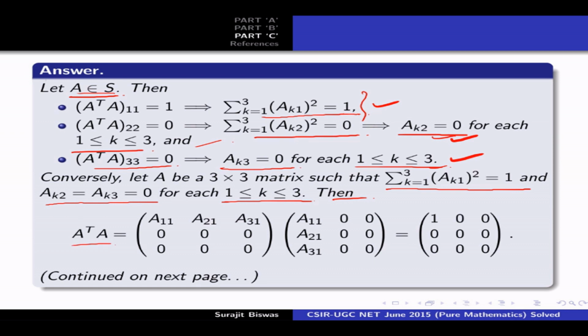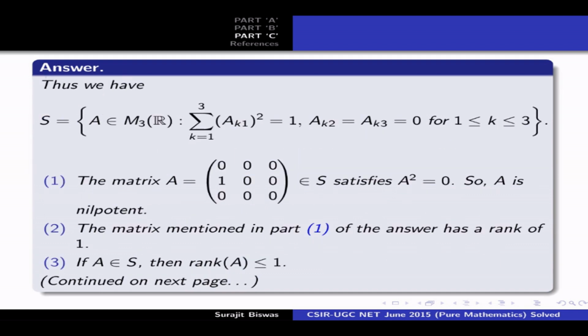Compute A transpose A. Computing this, we'll see that A transpose will have this form and A will have this form, and multiplying these two we'll see 1 0 0, 0 0 0, 0 0 0, the expected form. So therefore we have the characterization. Thus we have S equal to the set of all 3 by 3 matrices with real entries such that the summation over k equal to 1 to 3 of a_k1 squared equal to 1, and a_k2 equal to a_k3 equal to 0 for 1 ≤ k ≤ 3.